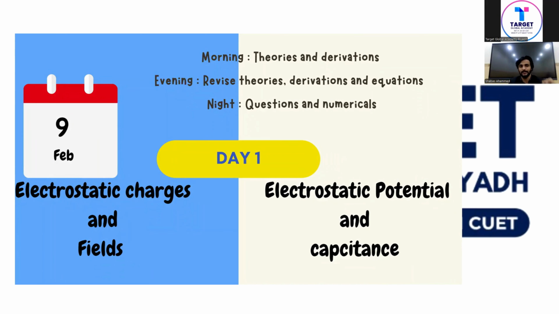Okay, so on the 9th February, let's study the chapters. The first chapter, electrostatic charges and fields, and the second chapter, electrostatic potential and capacitance. There is a reason why I chose these two chapters together: they come under electrostatics, where the charges are at rest, not moving. That is why I chose them together, because they are interrelated. So on day one, I completed the first two chapters, the theories, derivations, and all the previous year questions.